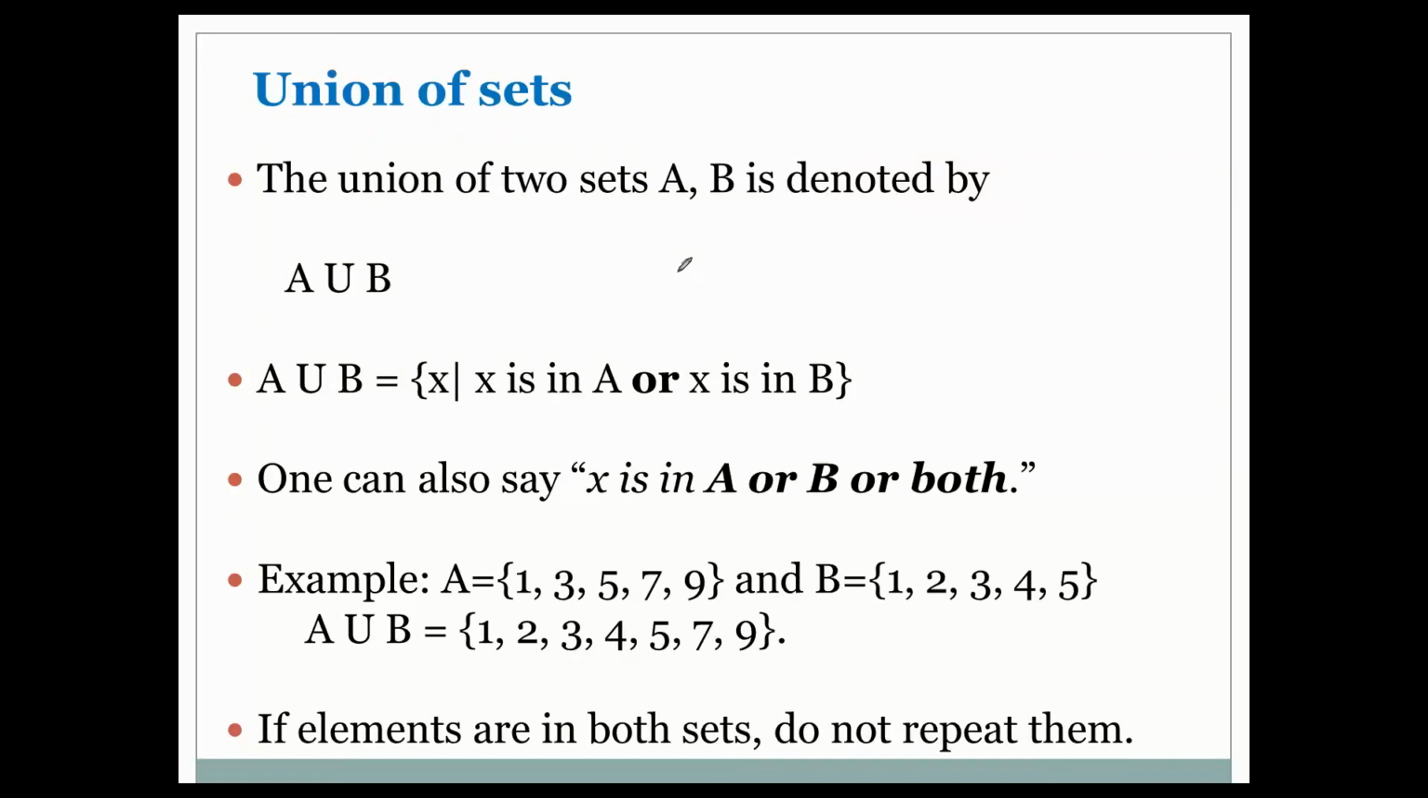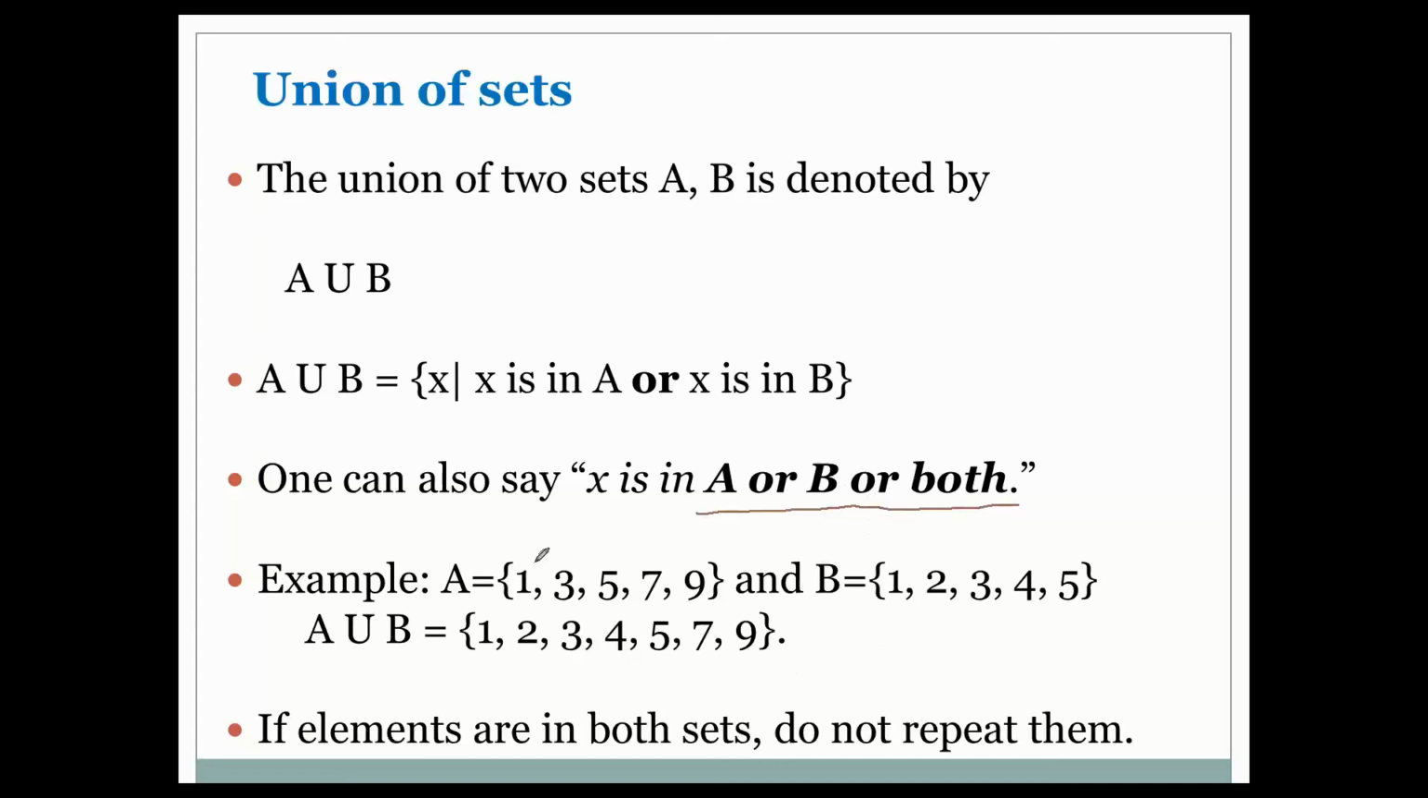Okay. So the union of two sets A and B is denoted by that U. A union B: we want to say X, given that X is in A or X is in B. One can also say X is in A or B or both. Sometimes that helps you remember that the "or" is for everything in the union.